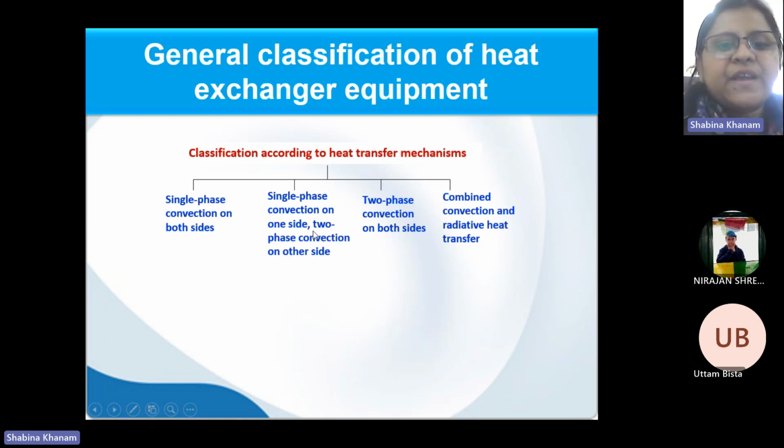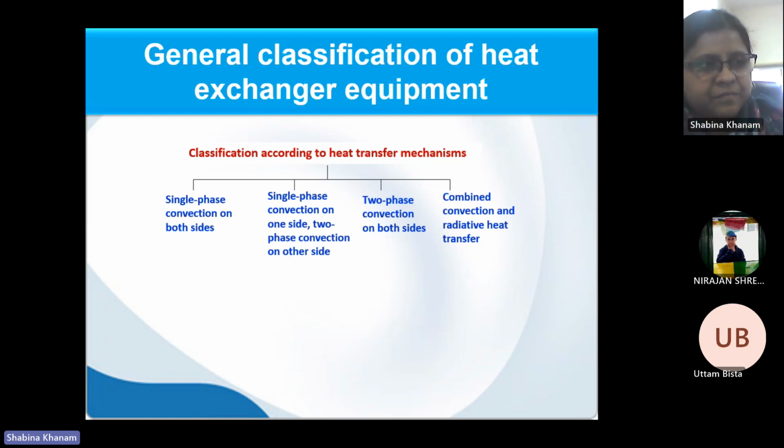Second is single phase convection on one side and two phase convection on the other side. Let's say on one side I have water and on the other side steam. The steam gets condensed, so there will be two phases on one side, and on the water side single phase convection. That could be your condenser. Third, I have two phase convection on both sides, with phase change on both sides. One side steam is there, and on the other side there is a liquid available at boiling condition. It will take the heat and boiling will start on one side, while on the other side condensation starts. Two phase convection on both sides means the example you can consider is reboilers.